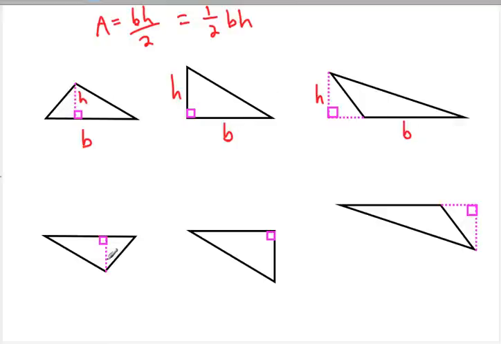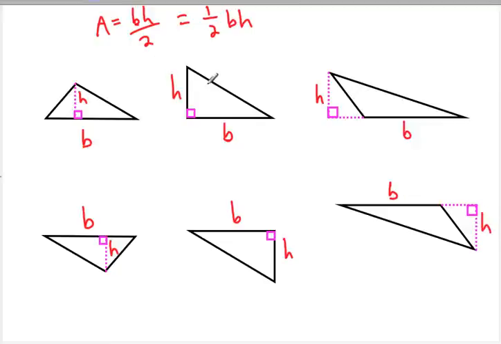Well, in this case, which one is the base? Truthfully, any one of these sides could be the base, but you've got to make sure you have a height coming 90 degrees off it. So in this case, the top side is actually going to be called the base, and this is the height. Here we could call this the base and this the height. And then in this case, we have this base and this height over here.